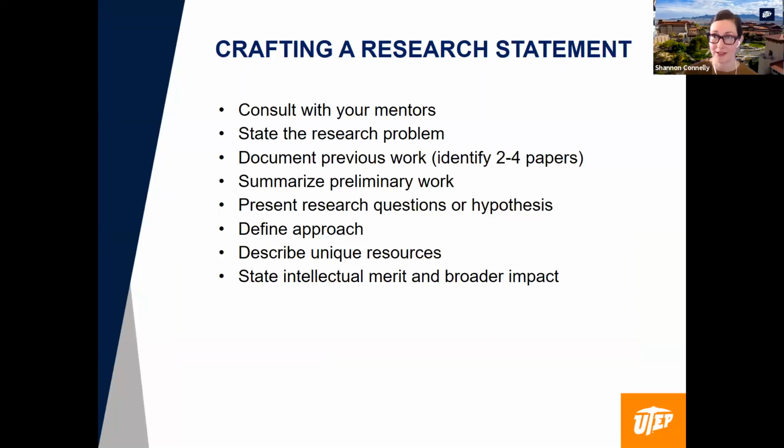For your research statement, you're going to want to consult with your mentors. If you don't have a mentor at this point, think about the faculty whose courses you've particularly enjoyed, who you've had the opportunity to do some research work with. Who are the individuals who are guiding you through your program? And consult with them. Tell them that you're interested in this opportunity and you want to think about how to shape this research statement. You want to state the problem, think about how it contributes to knowledge, how this is innovative, document your previous work, and present a clear set of research questions.